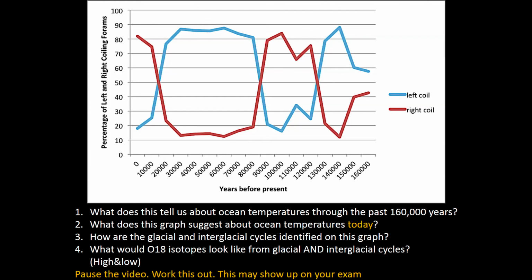How were the glacial and interglacial cycles identified on this graph? And finally, what would oxygen-18 isotopes look like from glacial and interglacial cycles? Meaning, what would be high oxygen-18 and what would be low oxygen-18? All right? Write down your answers. Make sure you understand this.